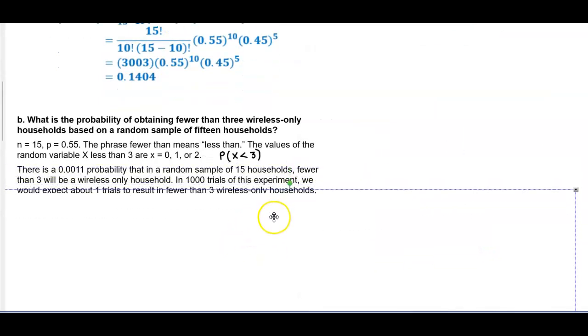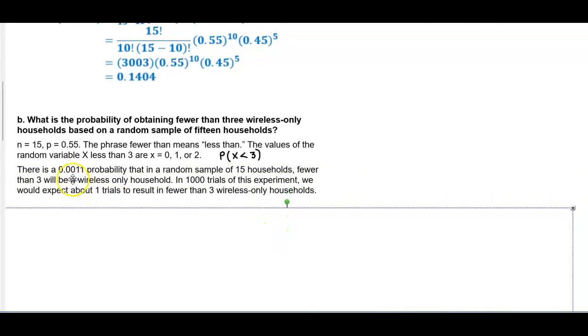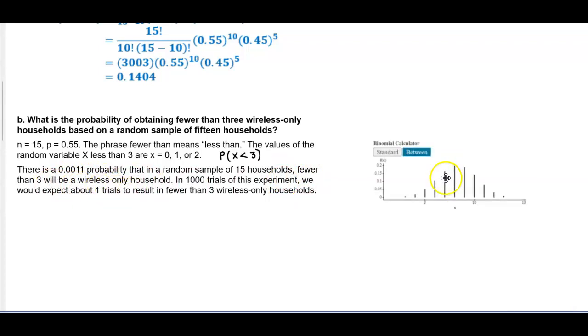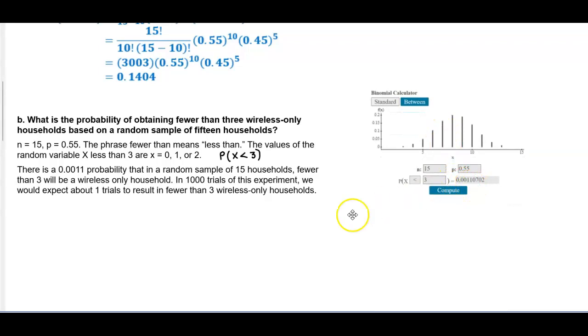So let's take a look at that. There is a 0.0011 probability that in a random sample of 15 households, fewer than 3 will be wireless-only households. So again, let's take a look at that. There is our StatCrunch result. And it says here that in 1,000 trials of this experiment, we would expect about one trial to result in fewer than 3 wireless-only households.